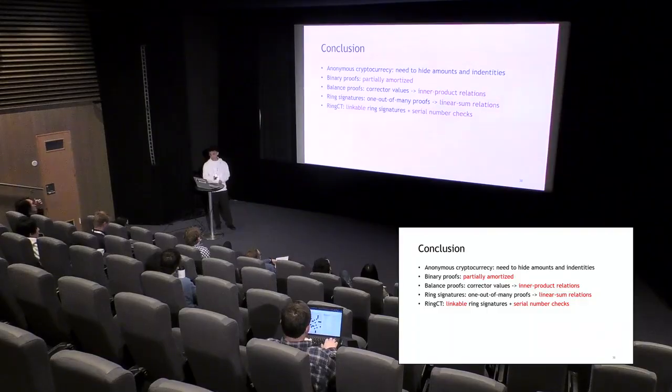And for the balance proofs and the range proofs, we remove the need for the character values and just reduce it to a simple relation called the inner product relation. For the ring signatures, we remove the binary constraints in the one-out-of-many proofs and reduce to something called the linear sum relation.